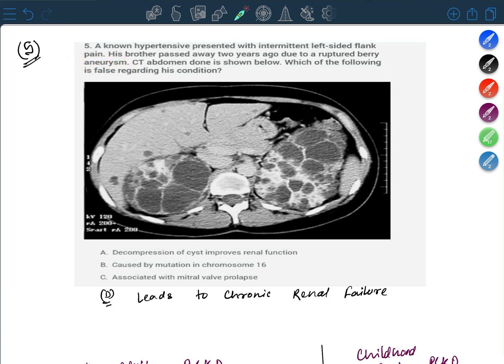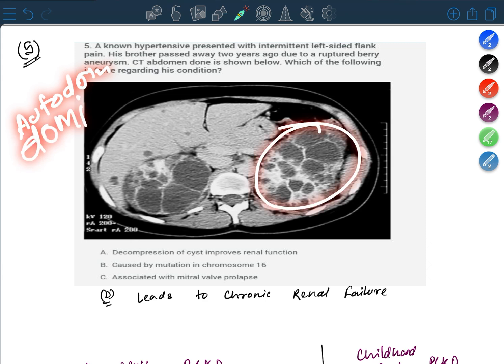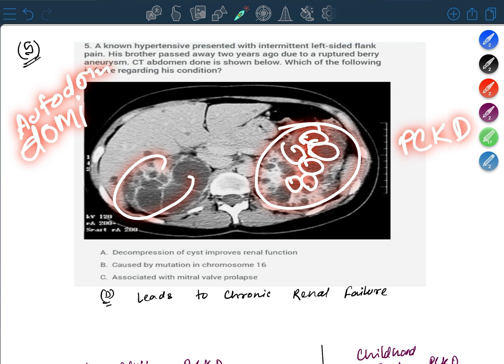Okay, let's follow. Now see, before we move ahead, what clues are we getting from the question? They have said his brother passed away 2 years ago due to a ruptured berry aneurysm. So we can call it an autosomal dominant trait, not recessive. And we can clearly see these are the kidneys and there are multiple cysts. So this is a case of polycystic kidney disease, PCKD. There are two types, one is childhood and another one is adult. So this is definitely adult.